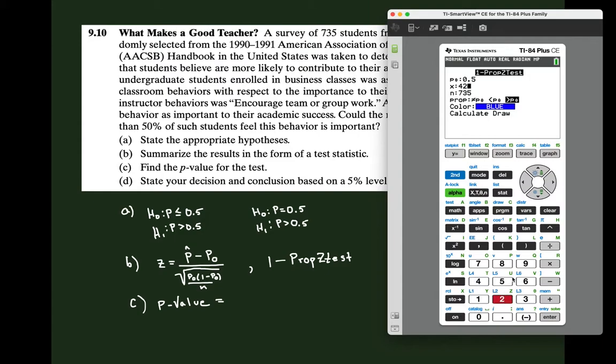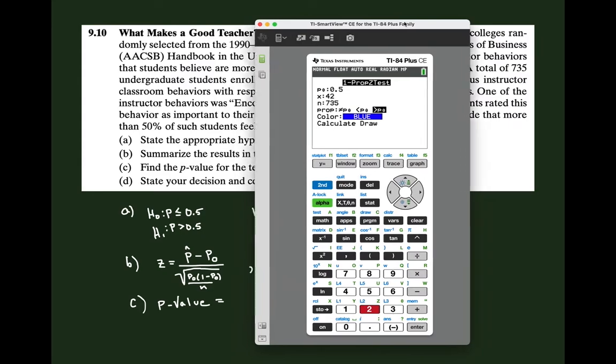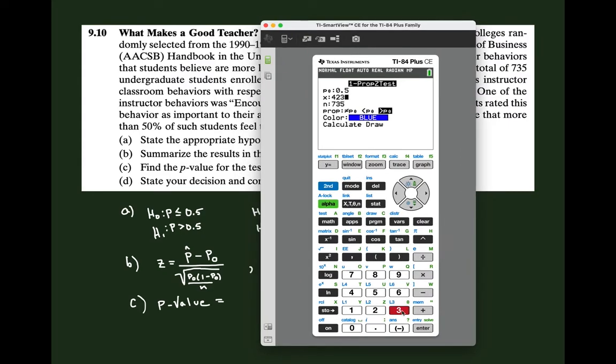Type in the number of students, in this case 423 students said that they felt this characteristic was important. And then the sample size is 735. So we type these values in, and we need to select the greater than.